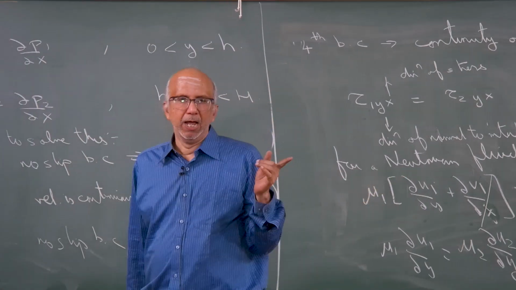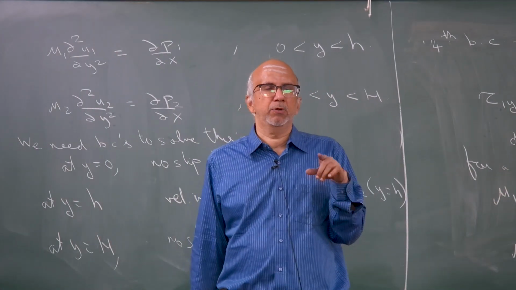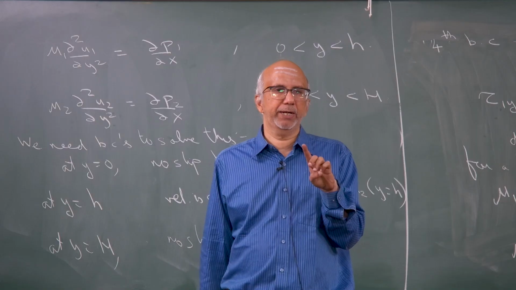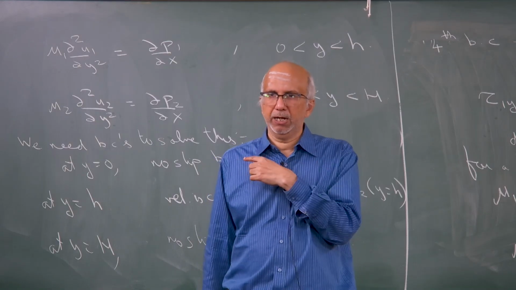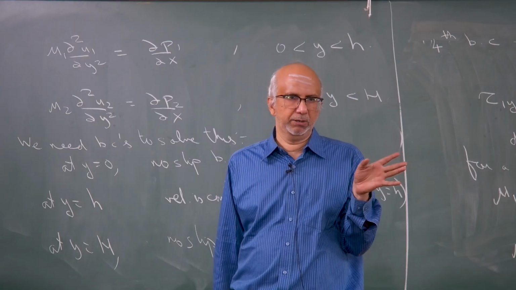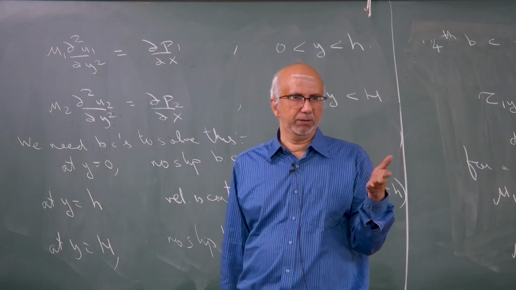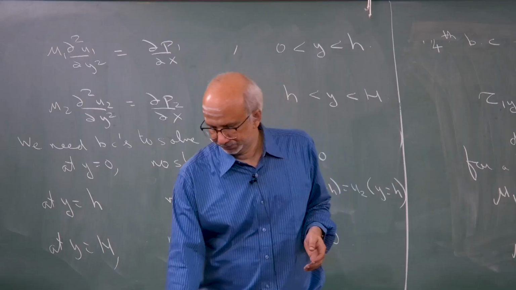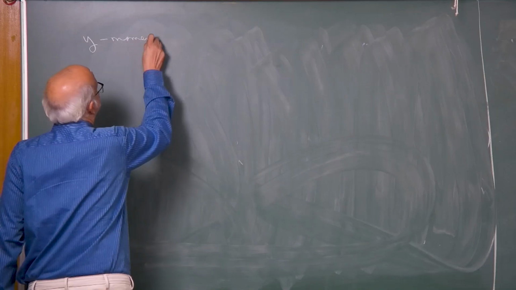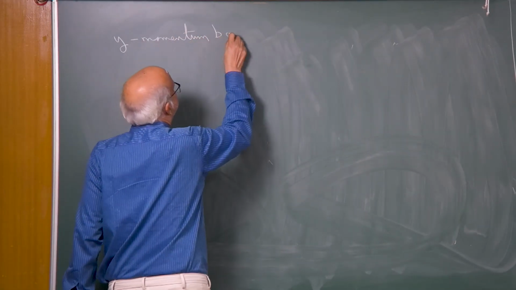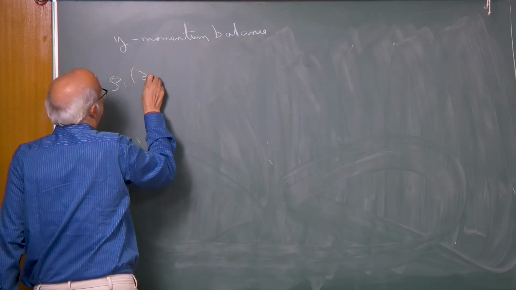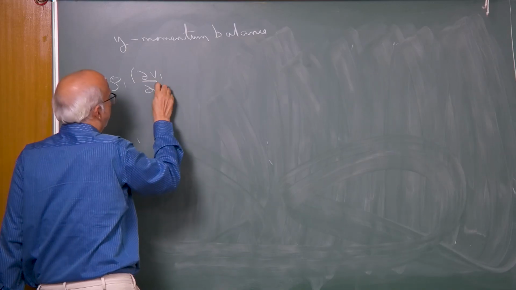Before we solve this, I want to look at the y momentum equation and see what kind of information we are going to get from it. Because there are 3 momentum equations, x, y and z. x is the one which is important because it is driving the flow, but we still have y and z, so let's see what information we get. If you look at the y momentum balance, again I am going to do it for only one liquid, rho 1. Now we look at the y momentum, so the velocity component is v.